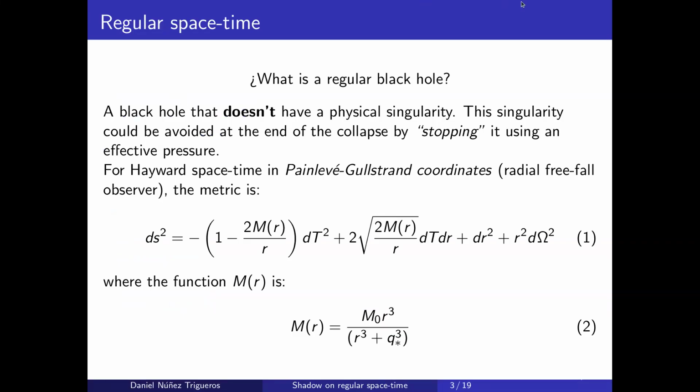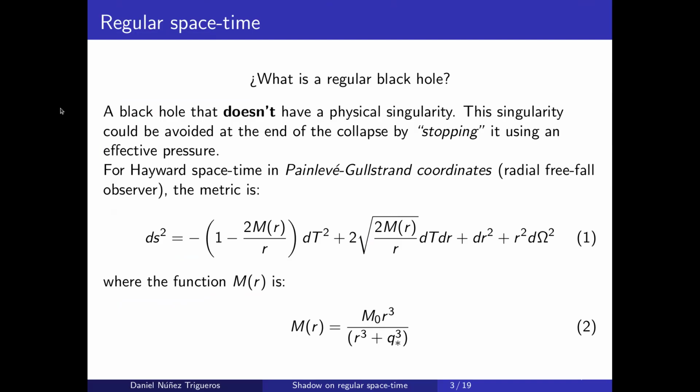So, what is a regular black hole or a regular space-time? Maybe some of you know the word, but it's really simple. It's only a space-time that doesn't have a physical singularity. Maybe you know that in the Schwarzschild solution at r equal to 0, we have a singularity that we cannot remove with a change of coordinate system. This kind of space-time, the regular space-time, avoids these problems with the metric.